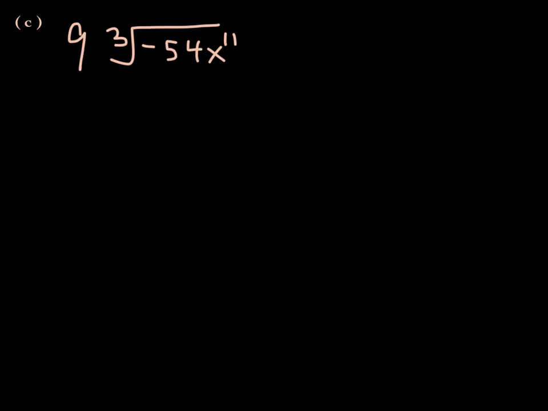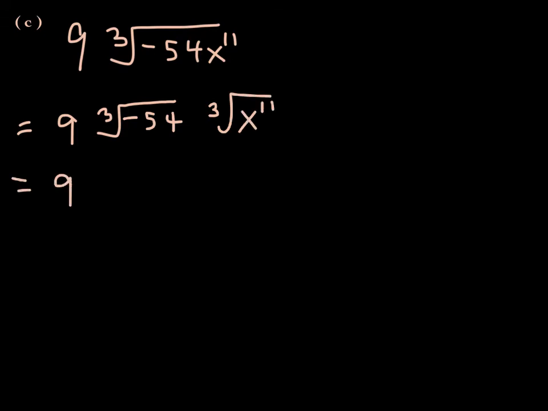Now we have 9 times the cube root of negative 54, x to the 11th power. All right, so here we go. So we have 9 times. I'm going to use the product rule for radicals to rewrite the radical part of this term as the cube root of negative 54, and then times the cube root of x to the 11th power. All right, now I'm going to focus on rewriting negative 54 as a product of two factors where one of them is a perfect cube. So I'm going to rewrite it as negative 27 times 2.